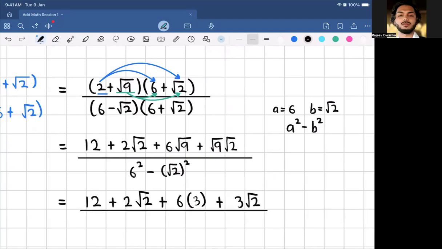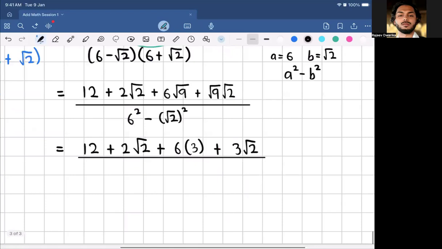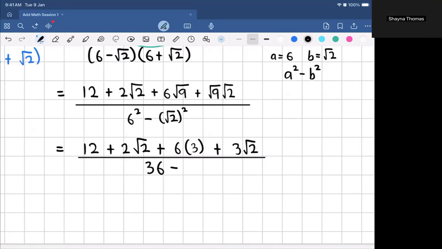In the denominator, what is 6 squared? 36, right? And what is root 2 squared? 2. Right? On top, let's just simplify here first. What is 6 by 3?